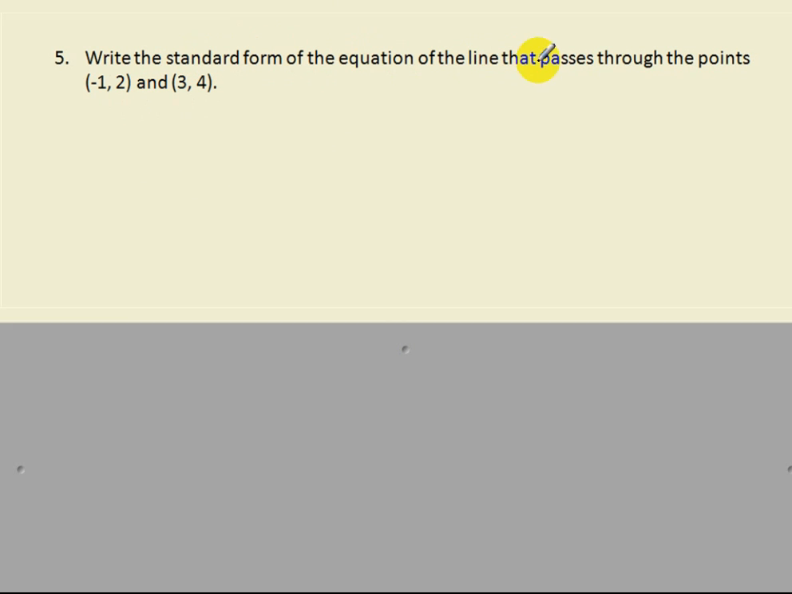Write the standard form of the equation of the line that passes through the points -1, 2, and 3, 4. So first we're going to have to find the slope. If we look at that as point 1 and this is point 2, remember it doesn't matter, you can flip that around. We'll take 4 minus 2 for the change in y, and 3 minus -1 for the change in x. And that will give us 2 over 4, which simplifies to 1/2.